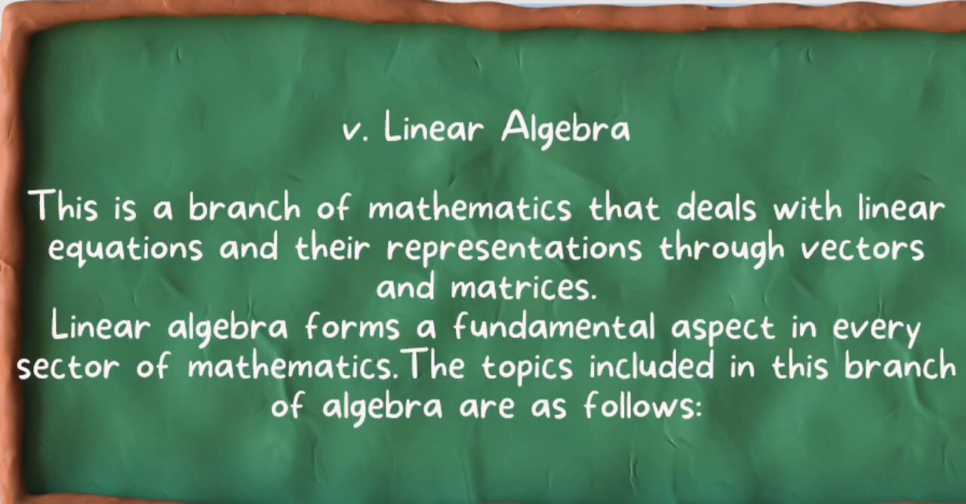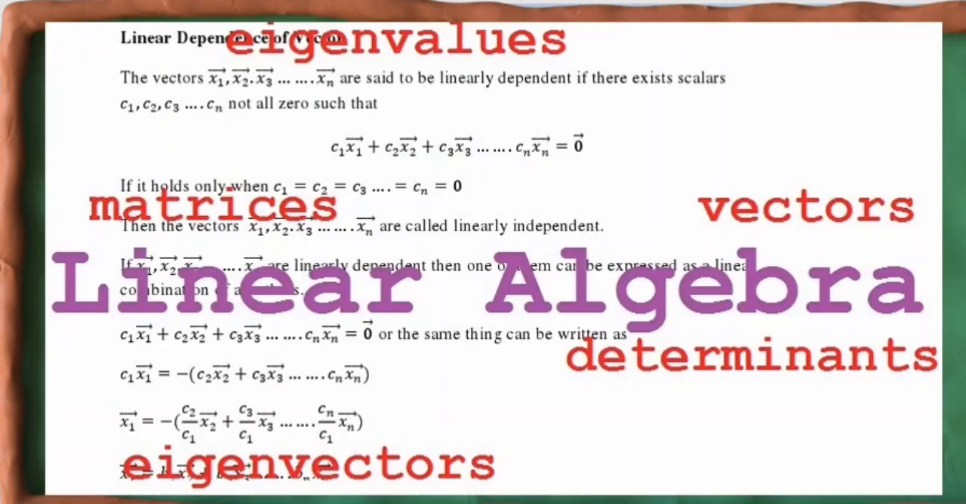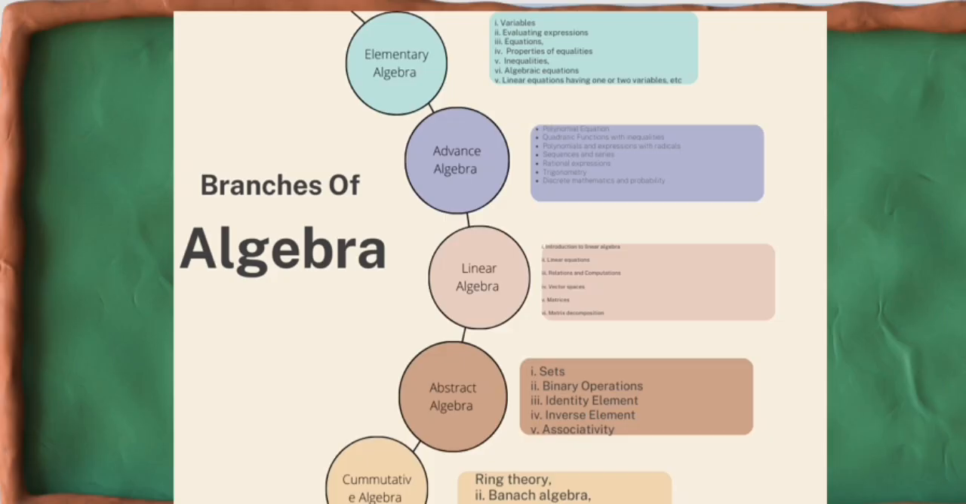Linear algebra. This is a branch of mathematics that deals with linear equations and their representations through vectors and matrices. Linear algebra forms a fundamental aspect of every sector of mathematics. The topics included in this branch of algebra are as follows: introduction to linear algebra, linear equations, relations and computations, vector spaces, matrices, matrix decomposition. This expression shows a linear algebra expression which includes eigenvalues, determinant, matrix, vectors, etc.